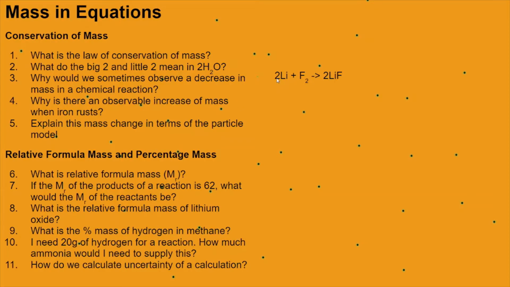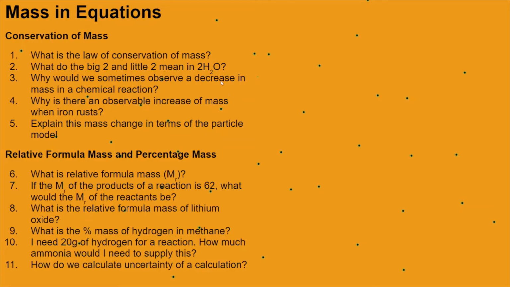So to balance, we put a big 2 in front of the lithium, and it simply means the ratio of lithium molecules to fluorine molecules is 2 to 1 because fluorine atoms come in pairs. That's basically just what the big 2 means.